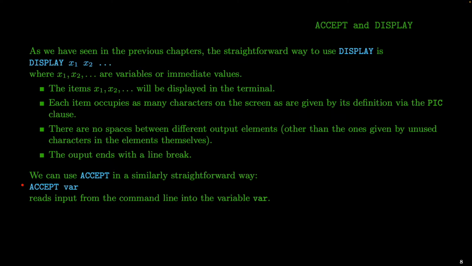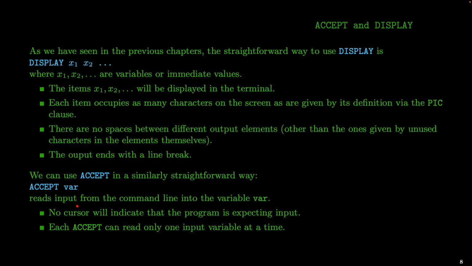And accept can be used in a similarly straightforward way. Accept var, where var is some variable, some data item, then we can read the input on the command line and it will be written to var. There won't be any cursor to indicate where the input is expected, so it will just appear under the last line on the terminal.